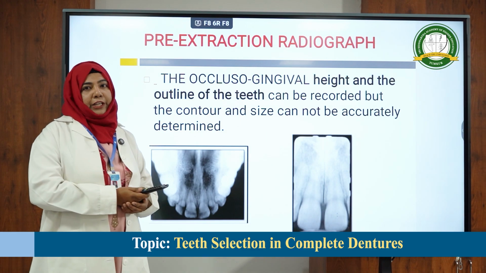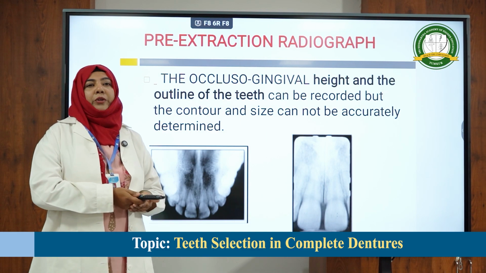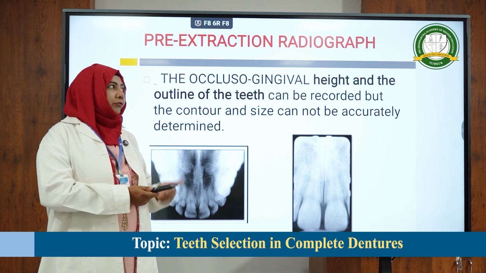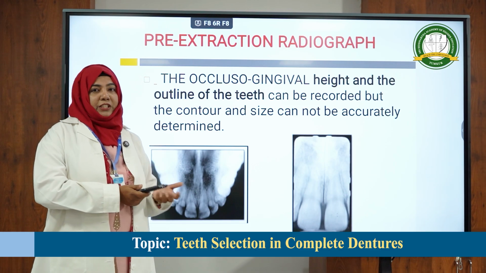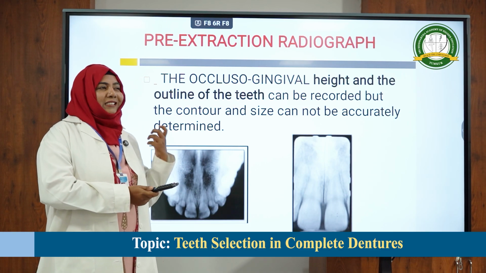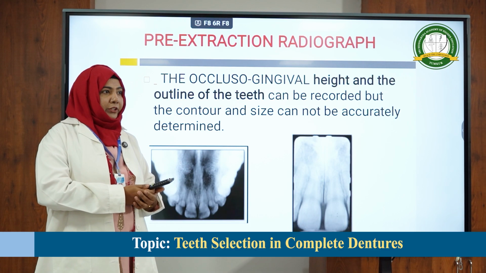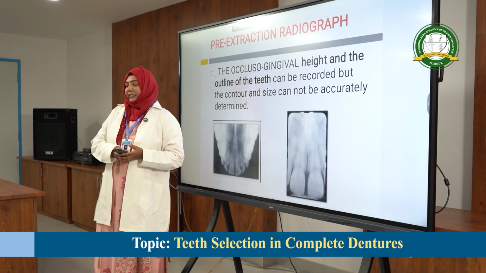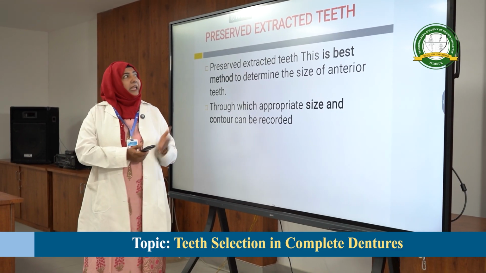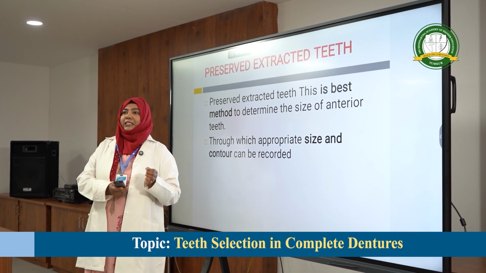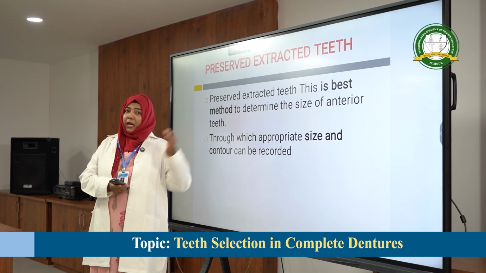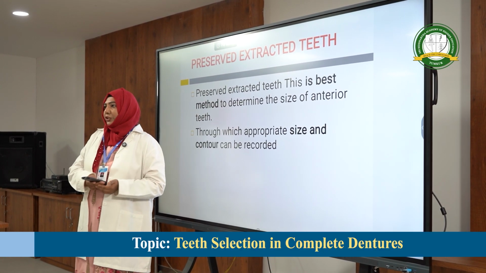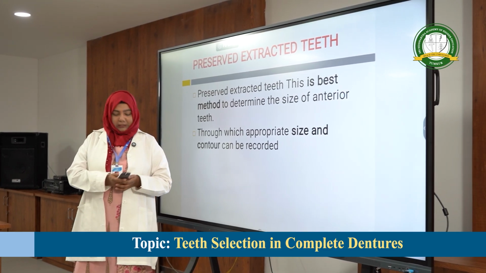Then we have the pre-extraction radiograph. Again, this will also provide you information about the outline or length of the teeth, but the drawback of this record is that because of the divergence of the X-ray, there will be a slightly enlarged or distorted image. So, with that, you cannot accurately measure the size or shape of the anterior teeth. Then we have preserved extracted teeth. This is the best and most reliable method among all the pre-extraction records. With this, you can accurately measure the size and shape of the anterior teeth.